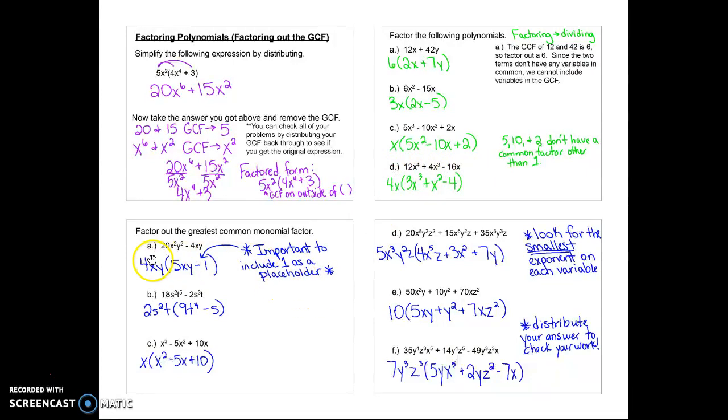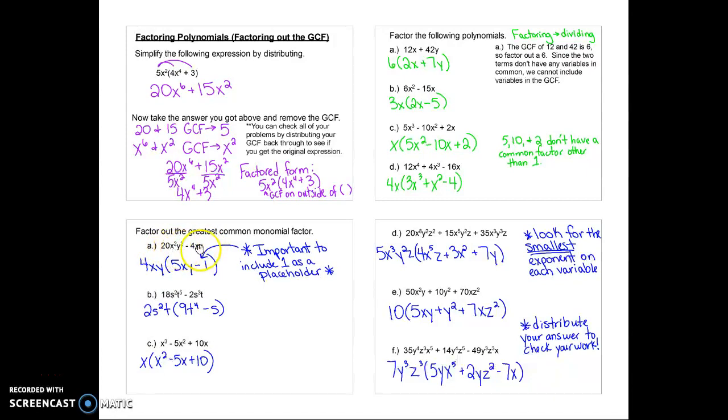All right, some more examples down here. Factoring out GCF, same thing. So I have a 20x squared y squared. Now I'm just adding in some extra variables on these ones. Minus 4xy. So again, you're starting with the coefficient. The largest number that divides evenly into 20 and 4 is a 4. Now your variables, I have x's and y's, so you have to check them both.